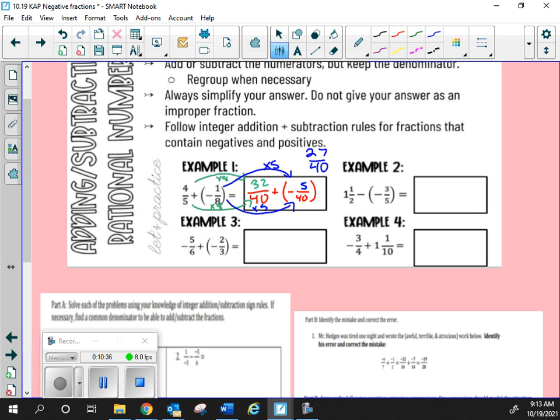Let's do example number two. I see it's subtraction. What's the strategy for subtraction? Very good. I'm not even going to rewrite it. I'm going to keep, change, and add the opposite. So I'm just adding them. Woo. Yay. Okay, before I can add them, I need a common denominator, which would be 10. Okay, ready, set, go.